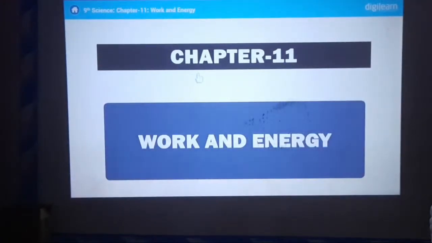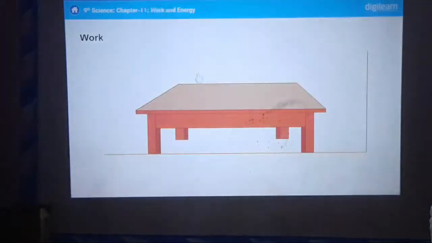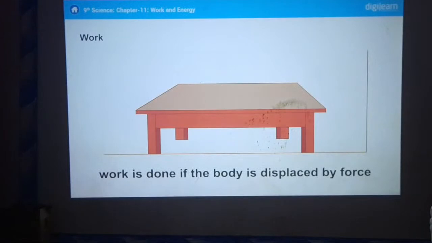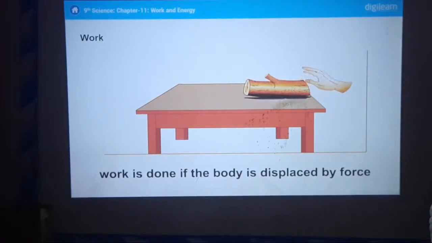Chapter 11, Work and Energy. Work. Work is said to be done by a force if the body on which it acts is displaced in the direction of the applied force. Work is done on a body by an external agency. To do work, that external agency must have energy.